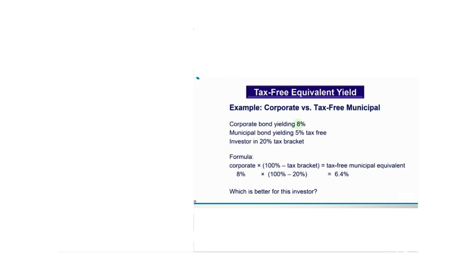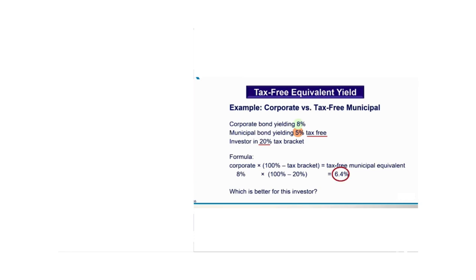The math here is pretty simple. Let's take a corporate bond that's yielding 8% and compare it to a municipal bond yielding 5%. If the investor's in a 20% tax bracket, which one's a better choice?